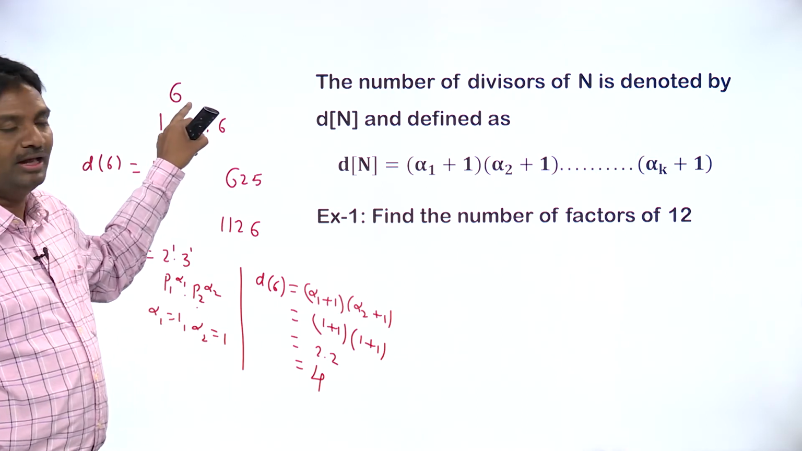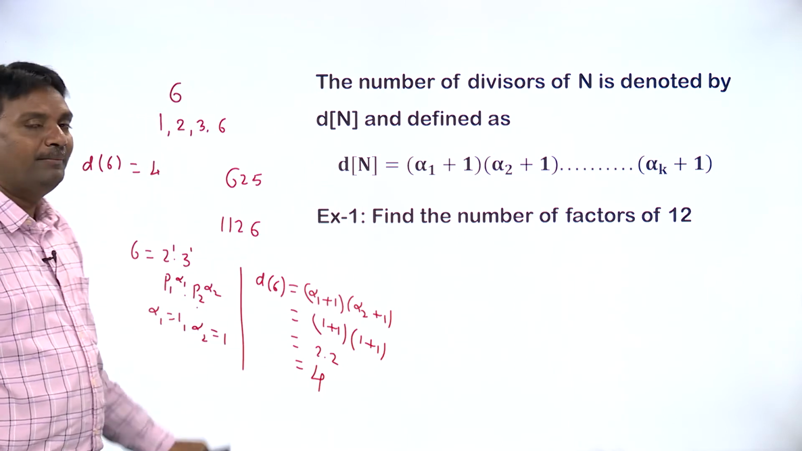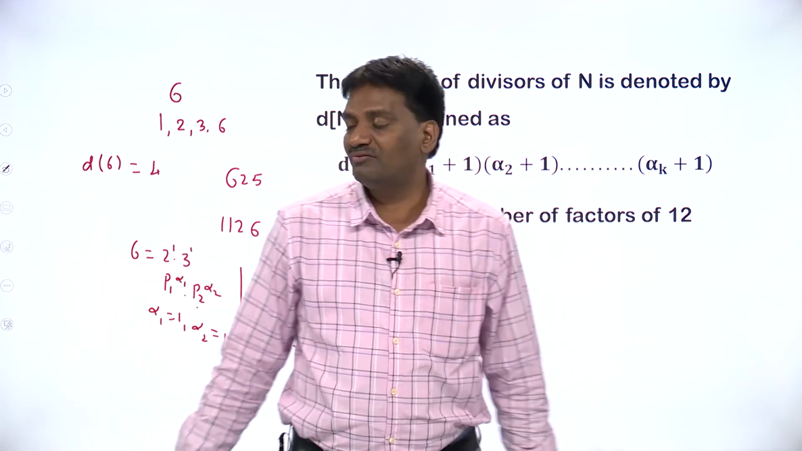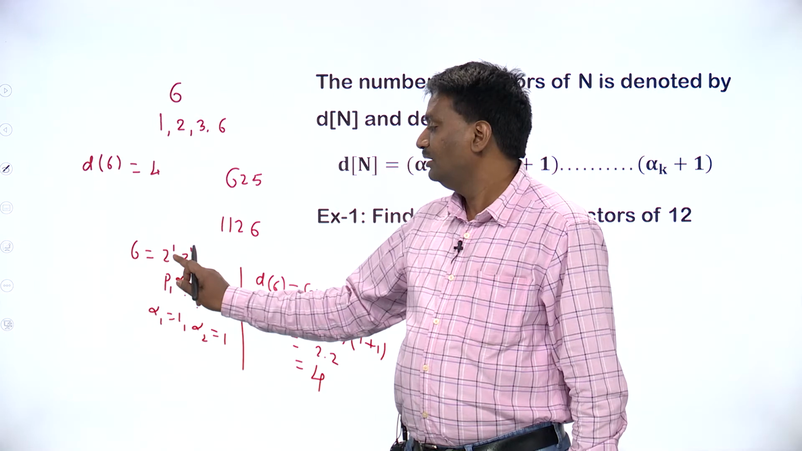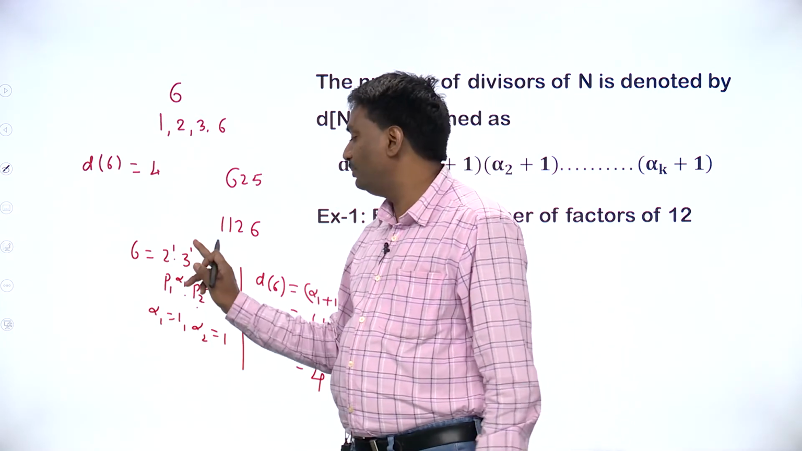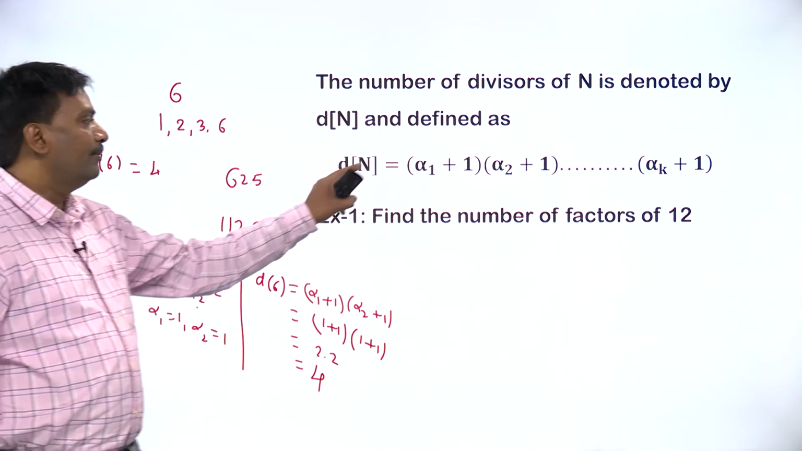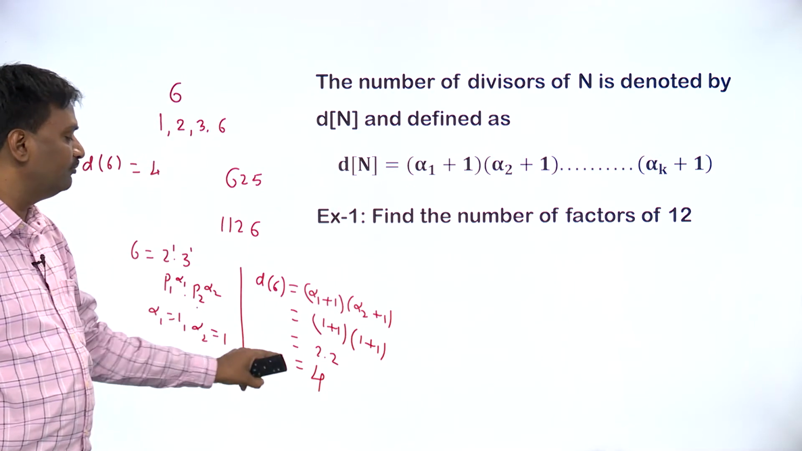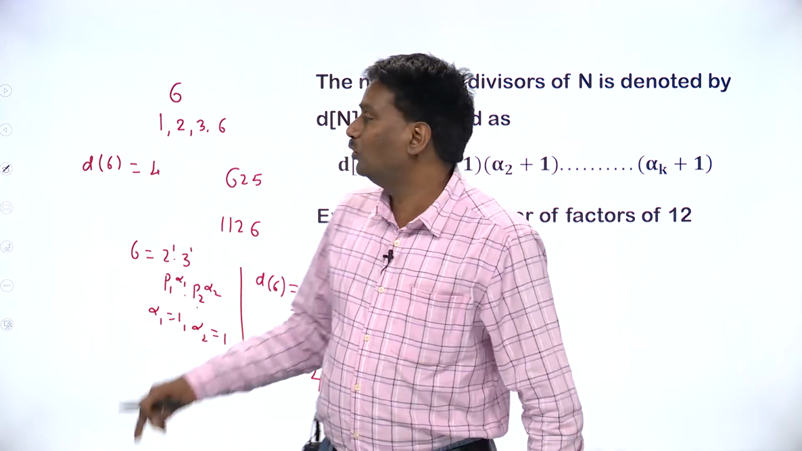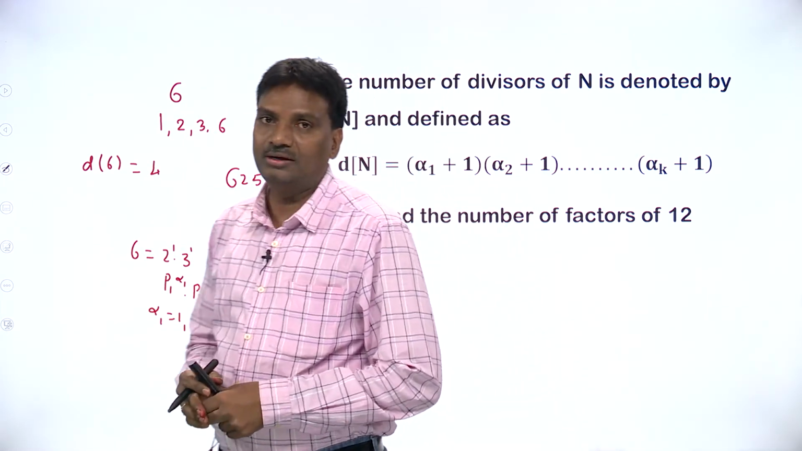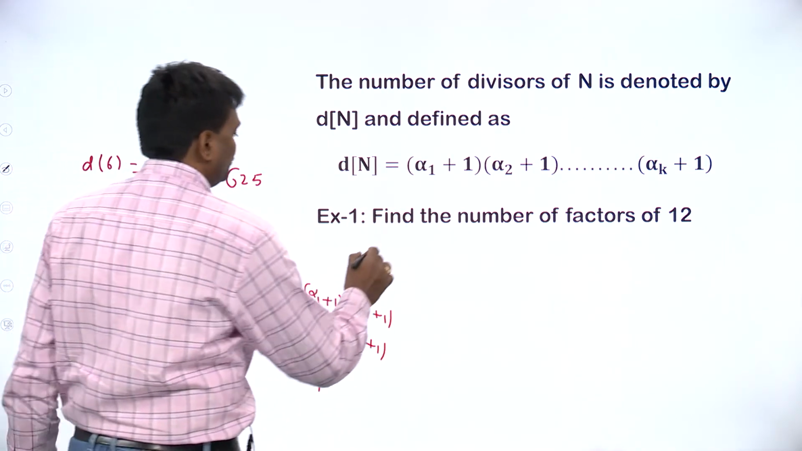By taking the number 6 we can say the number of divisors of 6 is 4 by using this formula, because 6 can be written as 2 power 1 into 3 power 1. If we compare this with p1 power alpha 1 into p2 power alpha 2, in place of alpha 1 we have 1, in place of alpha 2 we have 1. By substituting those values and simplifying we get 4. So the number 6 has 4 factors, and those are 1, 2, 3, 6 only. Here, by observing this example, find the number of factors of 12.